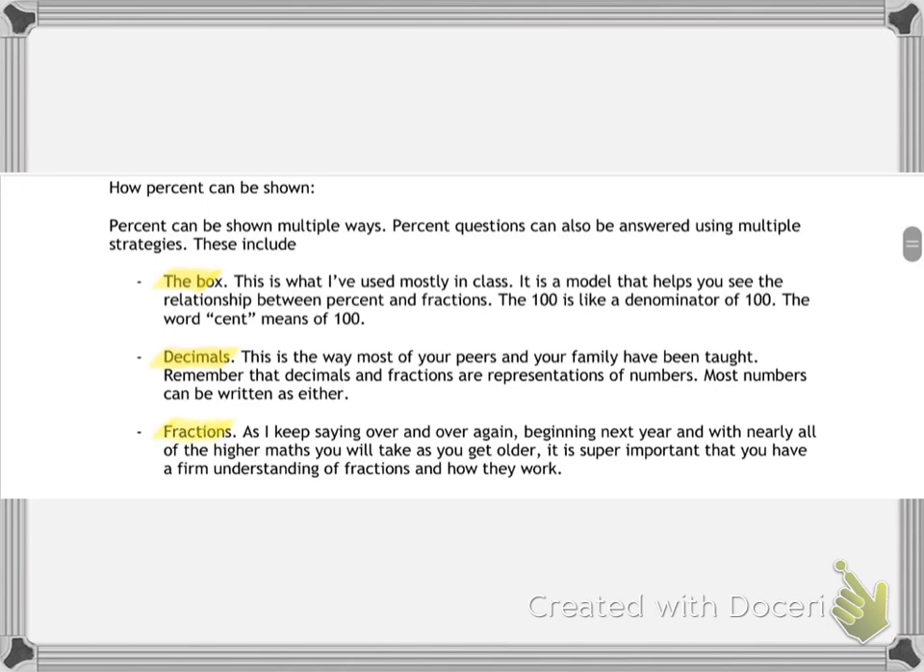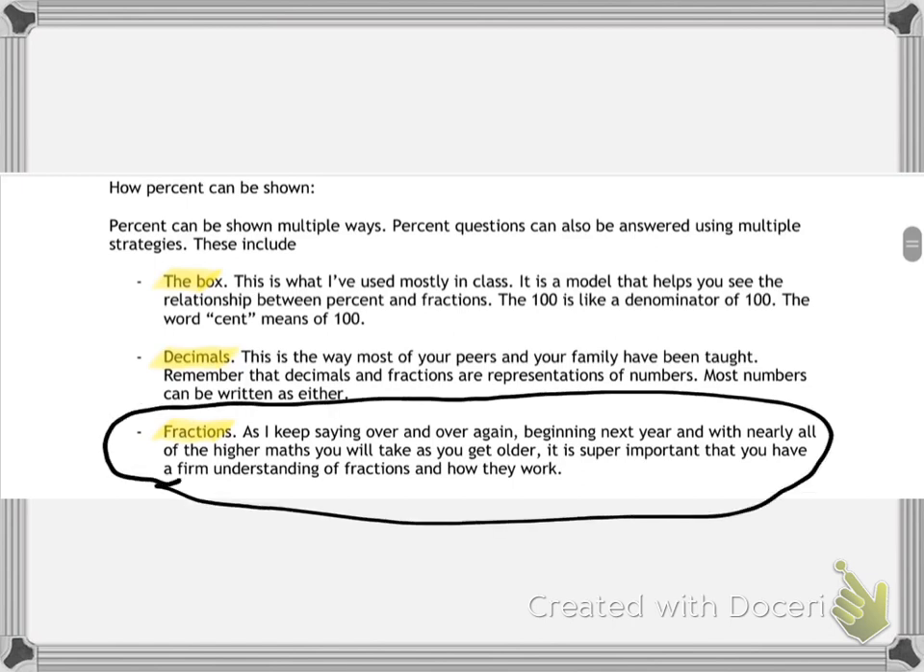And then we have fractions. As I keep saying over and over again, beginning next year and with nearly all of the higher maths you will take as you get older, it is super important that you have a firm understanding of fractions and how they work. I cannot emphasize this enough, knowing what you will take in Math 8, Math 1, Math 2, and Math 3, regardless of what you may decide to do as you get into higher grades.